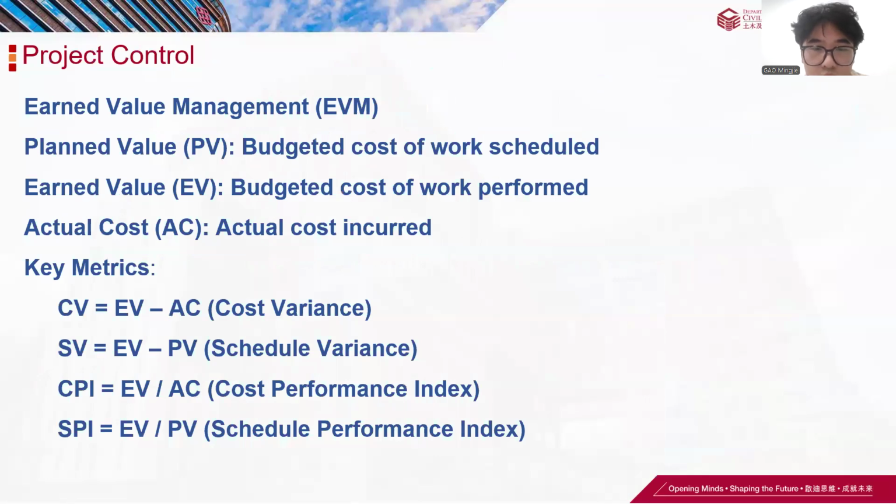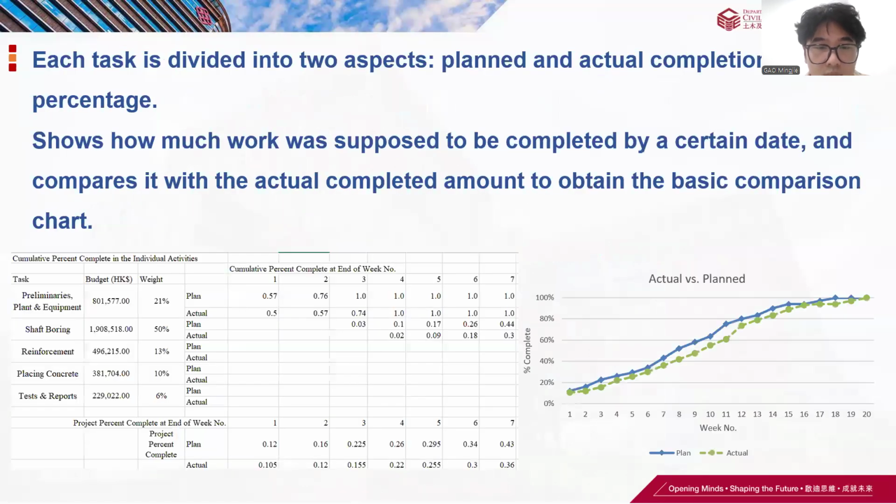For project control, these are the formulas for earned value management. Based on the shaft volume part, each task is divided into two aspects, planned and actual completion percentage. It shows how much work was supposed to be completed by a certain date and compares it with the actual completed amount to obtain the basic comparison chart.